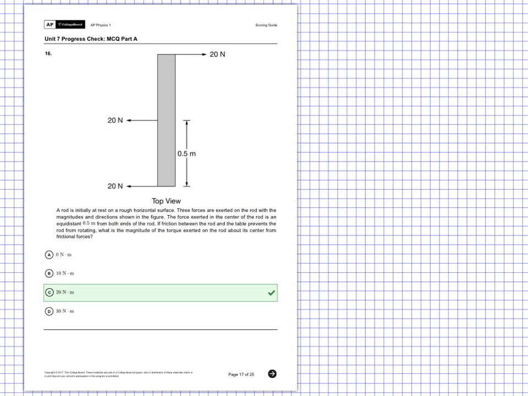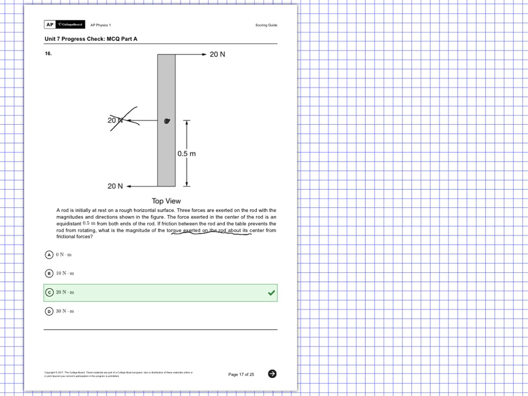I was honestly a little surprised that number 16 showed up as one of the most missed questions. It seems to be a pretty straightforward torque problem, so let's just go through that. Maybe there were some misconceptions about where to solve from, but it says about its center, what is the magnitude of torque exerted on the rod about its center, meaning the center would be the pivot point. So if that's our pivot point, then this 20 newton force here exerts no torque on the object. So you can just cross that out.